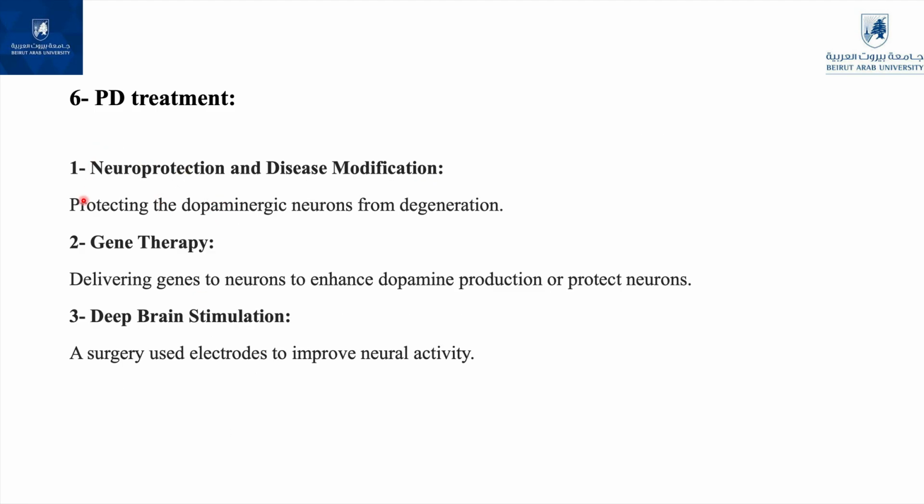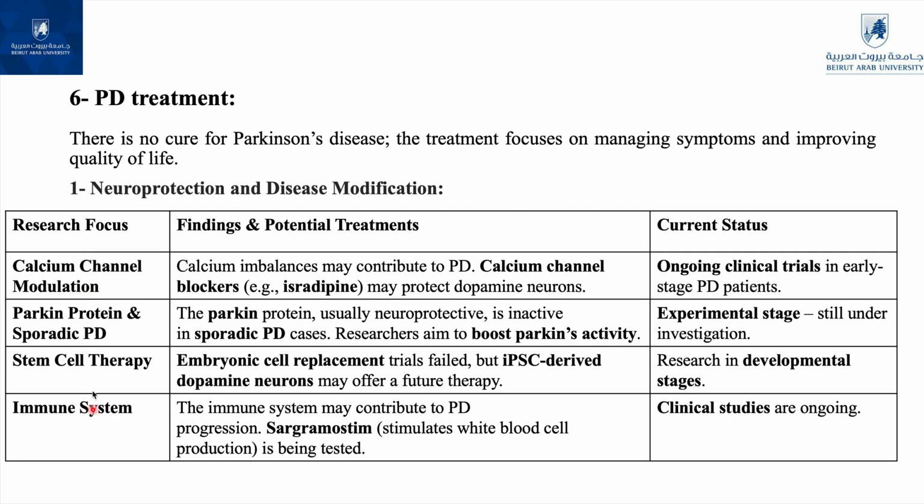The treatment can work on three points or domains. The treatment can act as a neuroprotector to protect the dopaminergic neurons from degradation, or the treatment can act as gene therapy to deliver genes to neurons to enhance dopamine production or protect them. Also, the treatment can act as deep brain stimulation, which is a surgery that uses electrodes to improve neural activity.